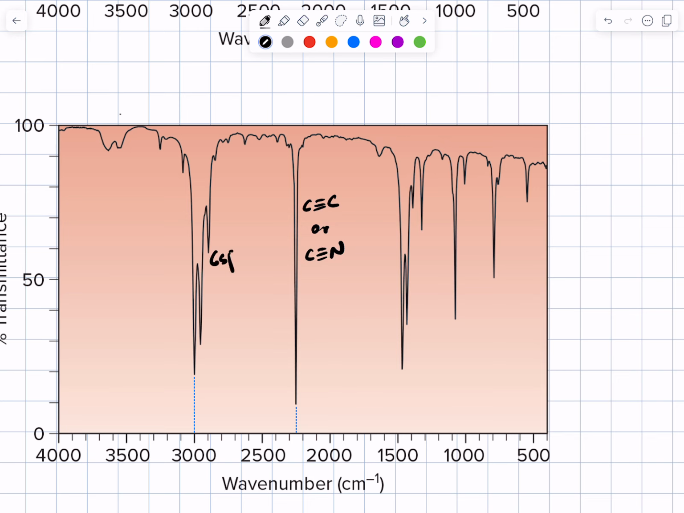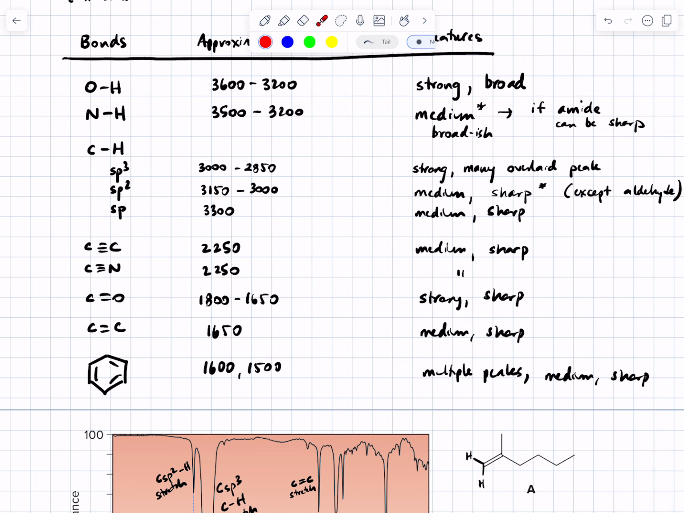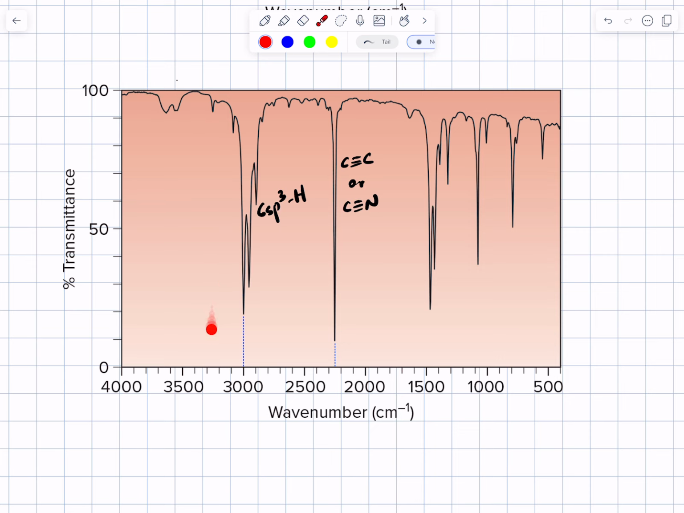We see again here the characteristic sp3 carbon hydrogen stretch. One thing we don't see: if it were an alkyne, and it were a terminal alkyne with a CH bond on it, we would expect to see a medium sharp peak at around 3,300 inverse centimeters. We don't see any medium sharp peak here. So if it is an alkyne, it's not a terminal alkyne.